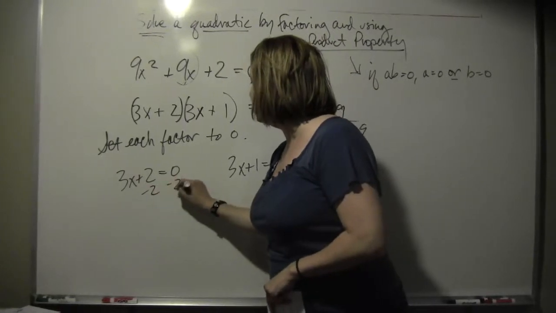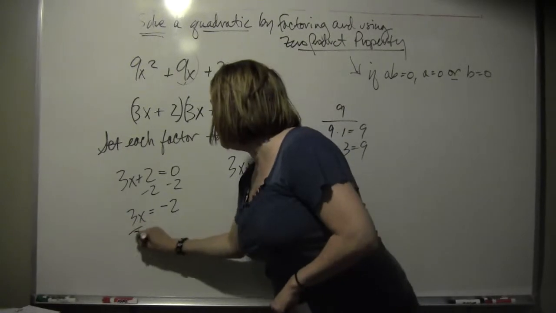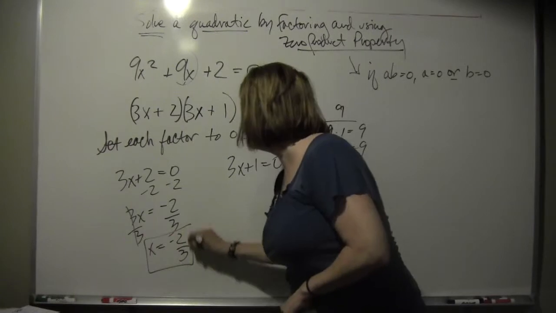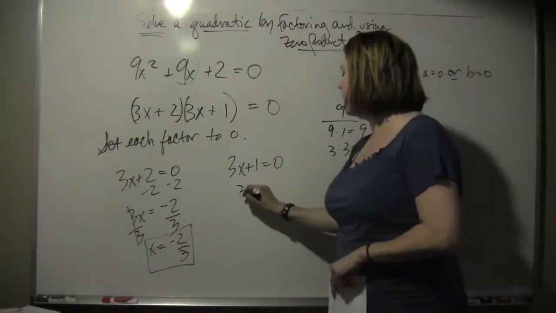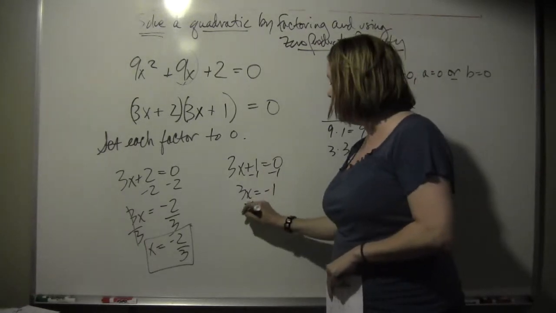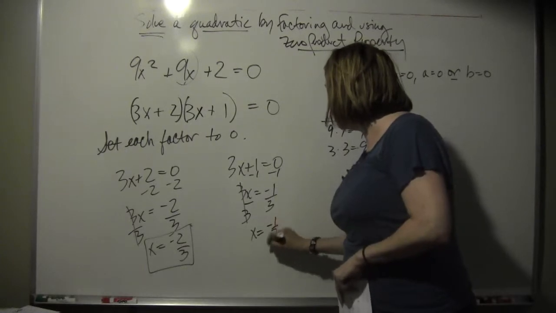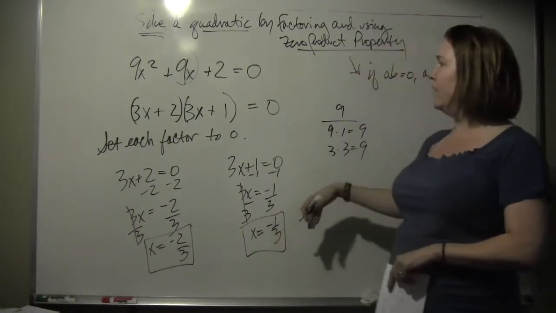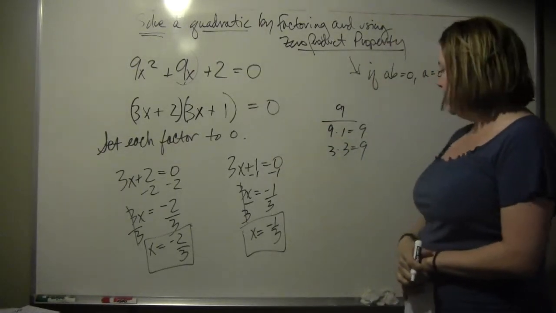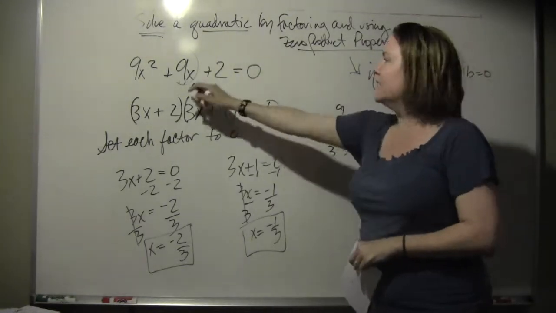So if I subtract 2, I get 3x equals a negative 2. Divide both sides by 3 and x is equal to a negative 2/3. 3x, if I subtract 1, equals a negative 1. Divide by 3, x is equal to a negative 1/3. So there you actually solved for the x values that are going to satisfy this.